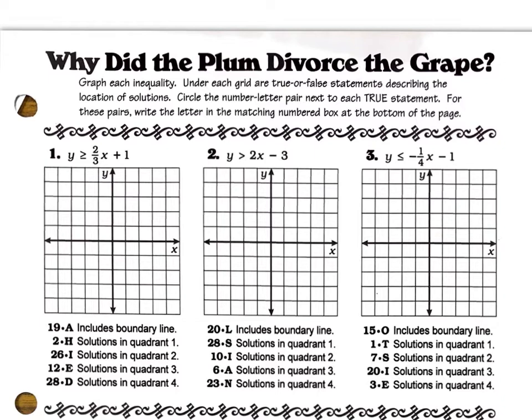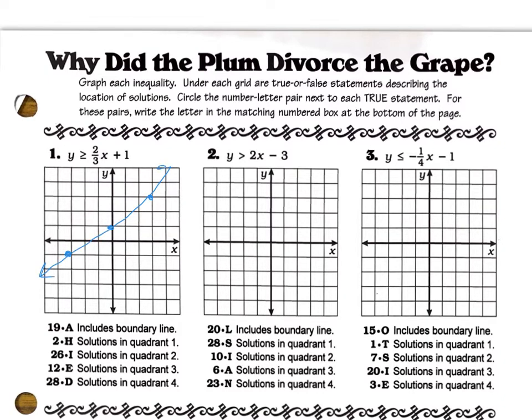So if I look at y is greater than or equal to 2/3 x plus 1, my y-intercept is 1, my slope is 2/3, so I'm going to go up 2 and over 3. I'm going to go backwards so that I can fill the whole graph. It is greater than or equal to, so this is a solid line.